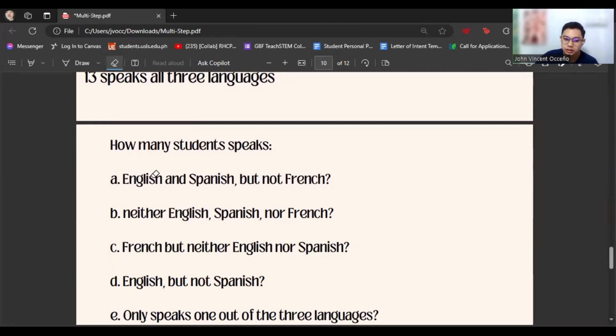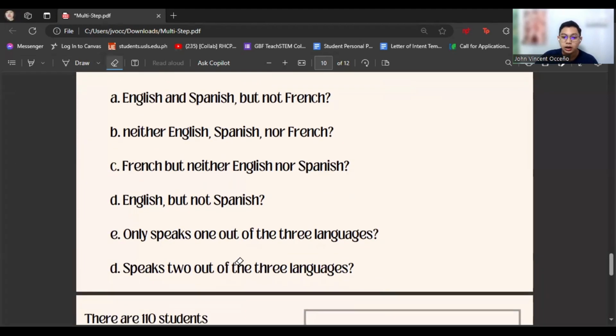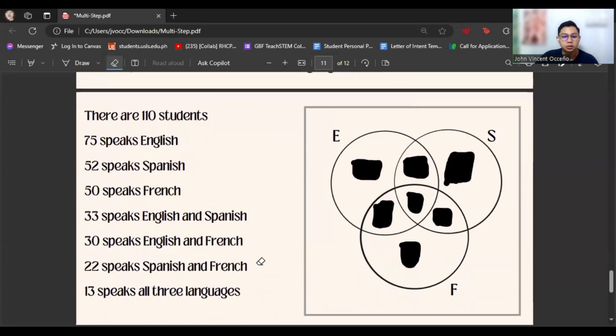How many students speak English and Spanish, but not French? Neither English, Spanish, nor French. French, but neither English nor Spanish. English, but not Spanish. Only speak one out of the three languages. Speak two out of the three languages. So here is how we solve it.